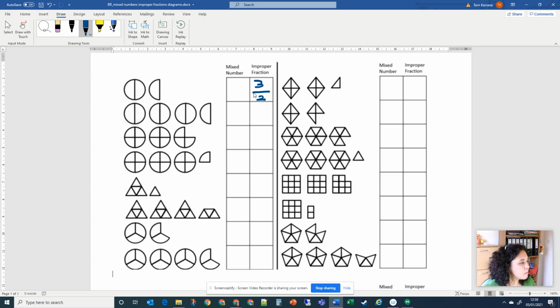Now, as a mixed number, I can see I've got 1 whole here and a half here. So 1 whole, and then of those halves, I've got 1 here.